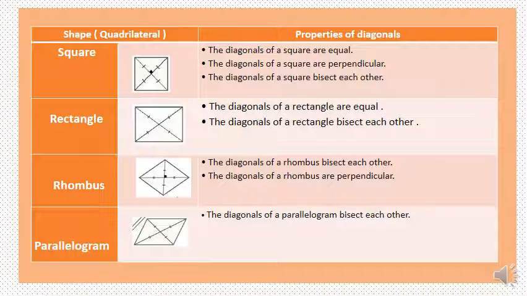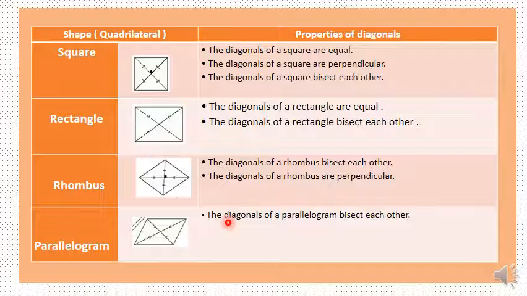Now let's wrap up. Our lesson is about the characteristics of the quadrilaterals. We said that the quadrilaterals are the shapes that have 4 sides. The quadrilaterals that we are working with are the square, the rectangle, the rhombus, and the parallelogram. We are discussing here the properties of their diagonals. Now, look at these properties. What do you notice?